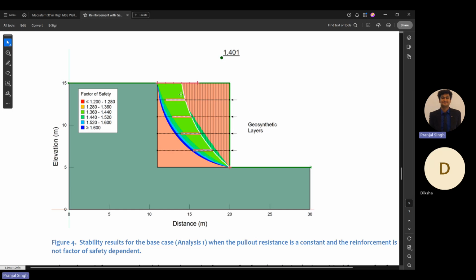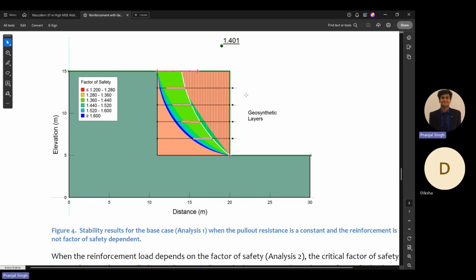So here you can see the red portion marked on individual reinforcement layers corresponds to the length 2.4 meters, which is outside the failure zone. So this 2.4 meters corresponds to a pull-out capacity of 120 kilonewtons. Since more embedment length is available than 2.4 meters, the tensile capacity will govern the strength of the reinforcement layer. So now let's look at the second case.